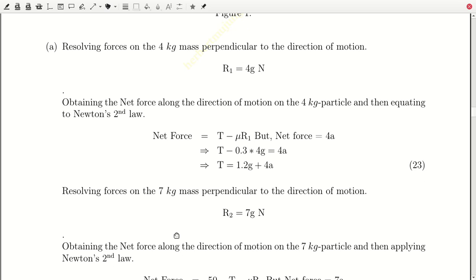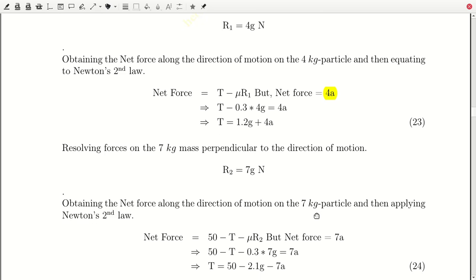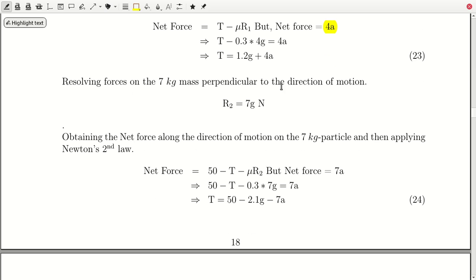to MA. Here in case of the 4 kg particle, MA is this 4A. In case of the 7 kg particle, our MA will be 7A. And also, as we had done previously, the normal reaction is equivalent to the weight of the second particle. That is, R2 is equal to 7g.